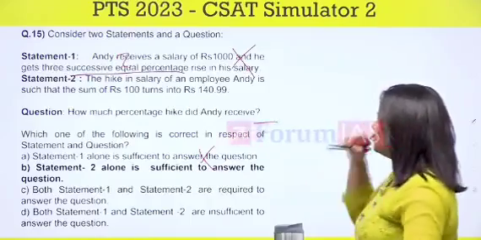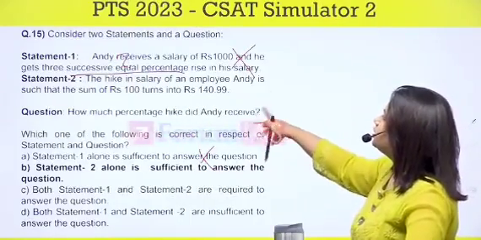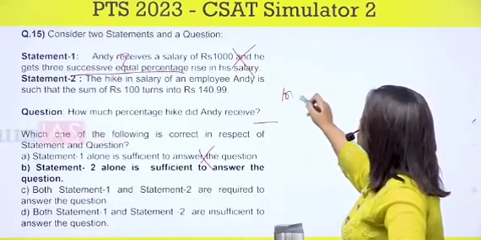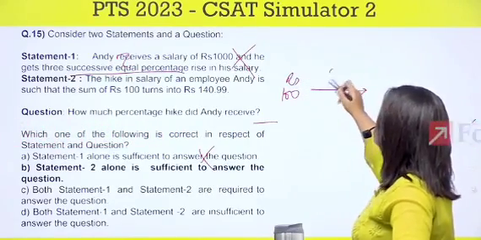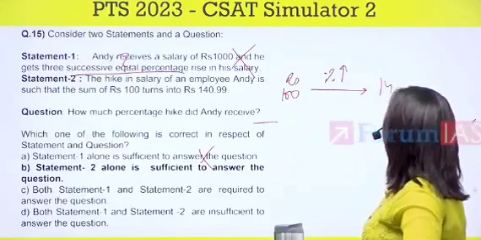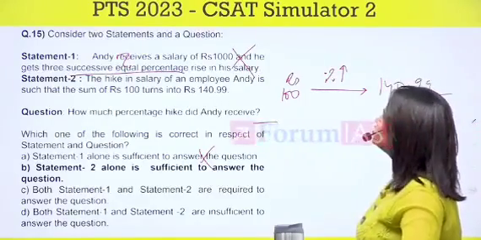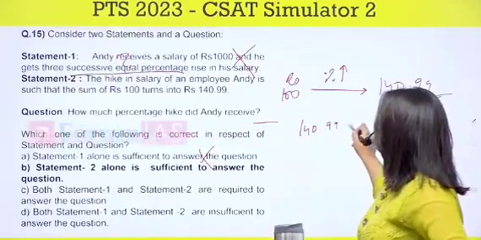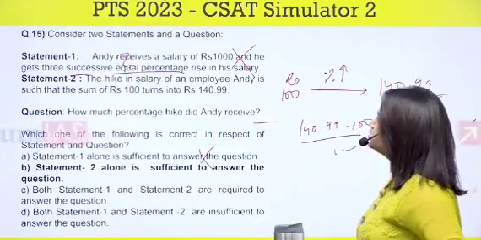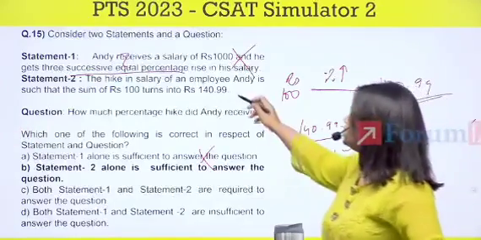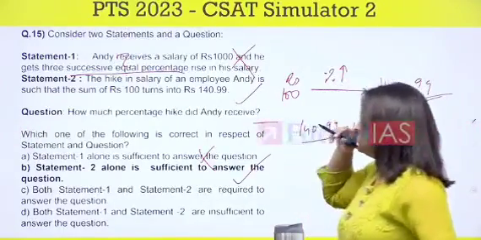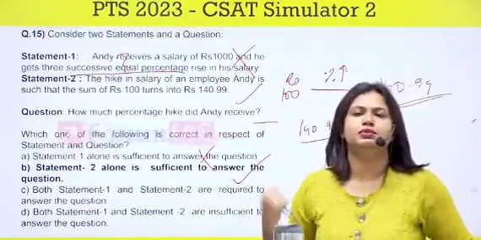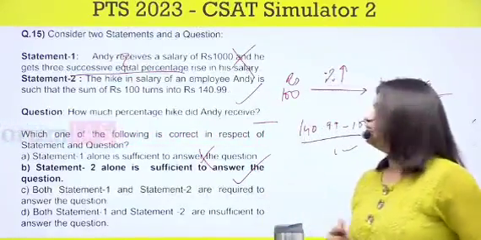Statement 2: the hike in salary of an employee, Andy, is such that the sum of 100 turns into 140.99. They're saying that the initial salary was rupees 100, some percent increase happened, and that became 140.99. Can I use this to identify the increment? (140.99 minus 100) upon 100 is what percentage increase happened. So I can calculate from 2. So statement 2 is enough. Do I need both these statements together? No, only statement 2 is sufficient. That will be my answer. So my answer is B for question 15.